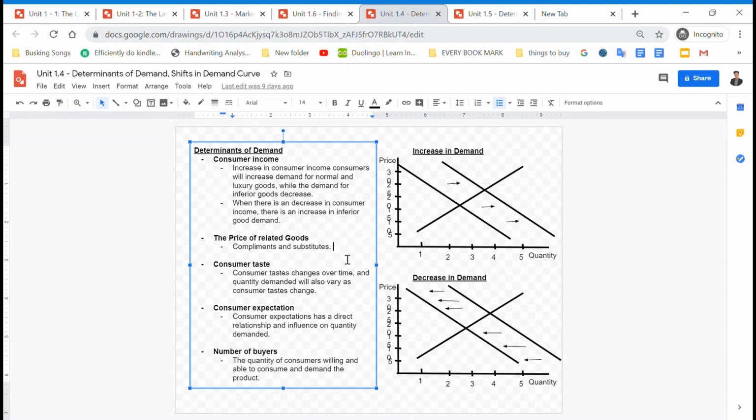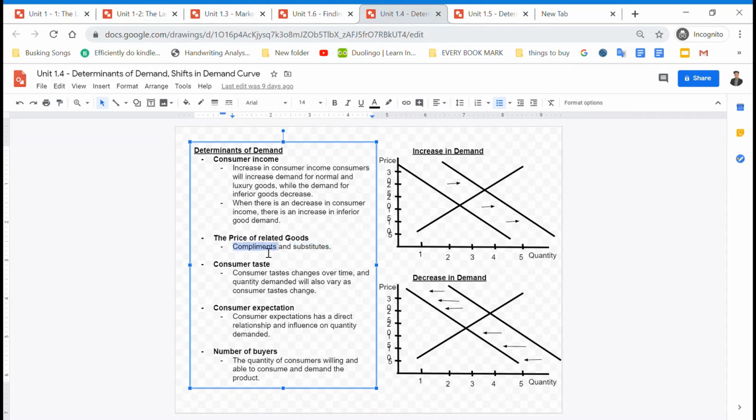For example, Coca-Cola and Pepsi are substitute goods. If the price of Coca-Cola rises, that means demand for Pepsi may rise because the price of a substitute good rises. However, if the price of a substitute good decreases, then the demand for the other good will decrease. So the substitute good has an inverse relationship in price and demand for the good.